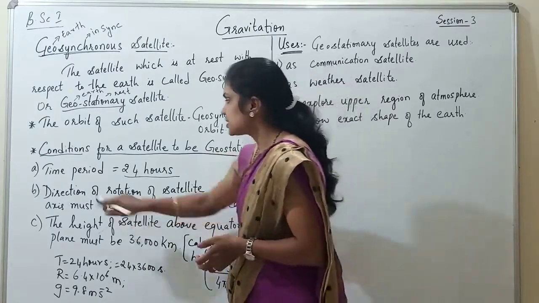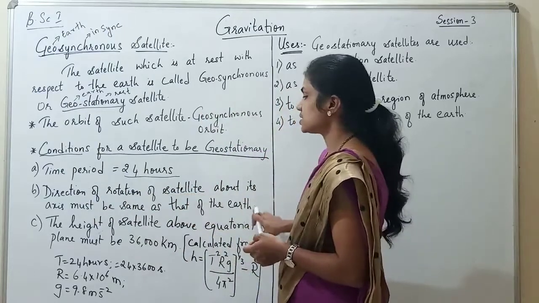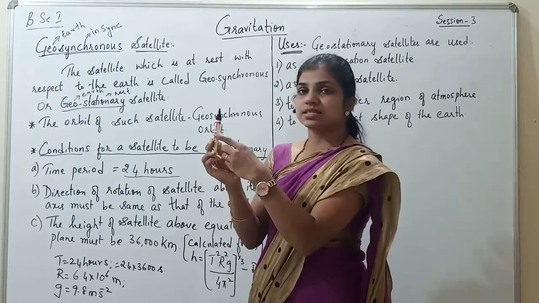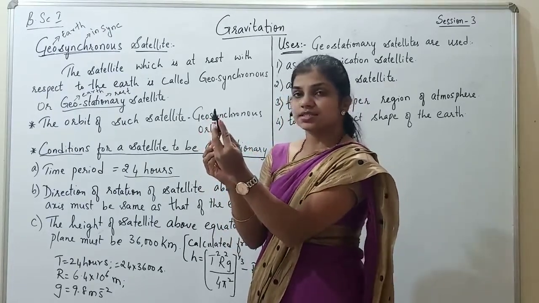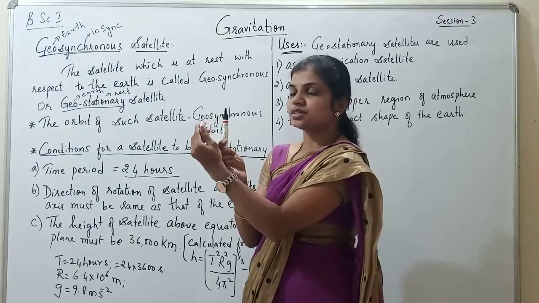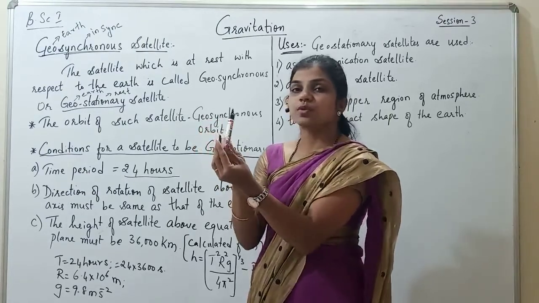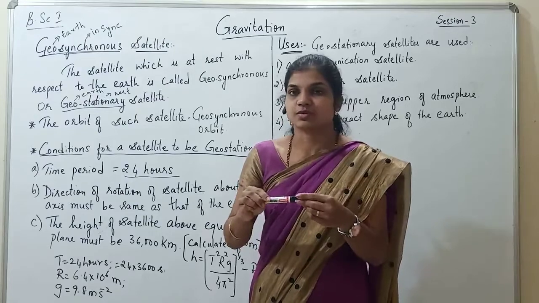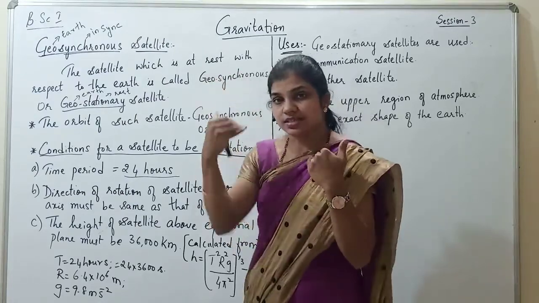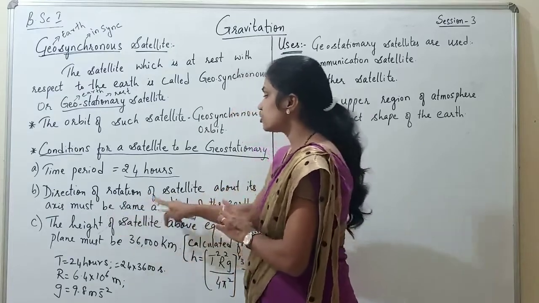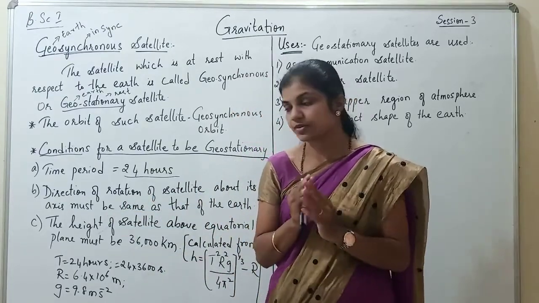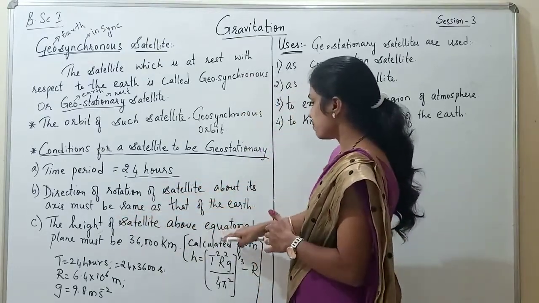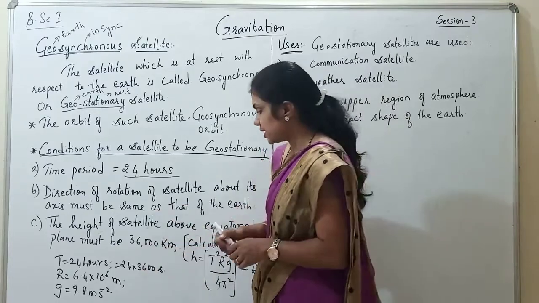The second condition is the direction of rotation of the satellite must be the same as that of the Earth. Suppose this is the Earth and this is the satellite. If the direction is different, obviously they are not at rest with respect to each other. So for them to be at rest with respect to each other, the direction of rotation should also be the same.